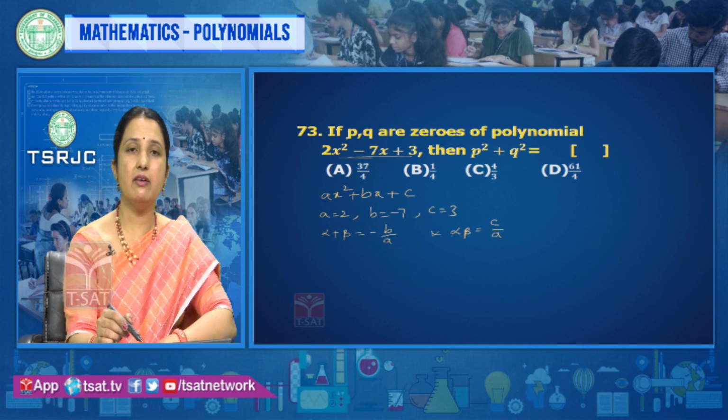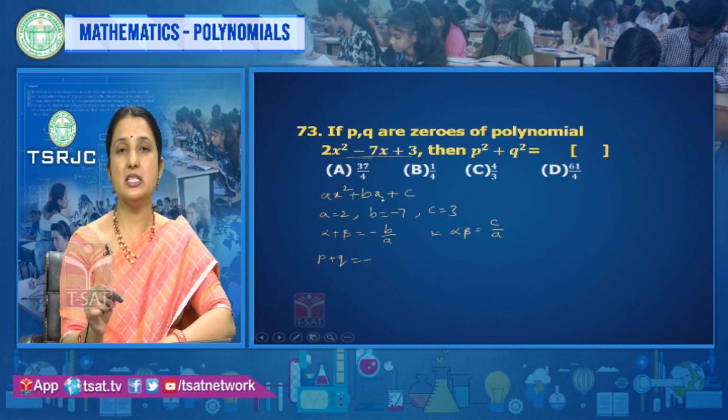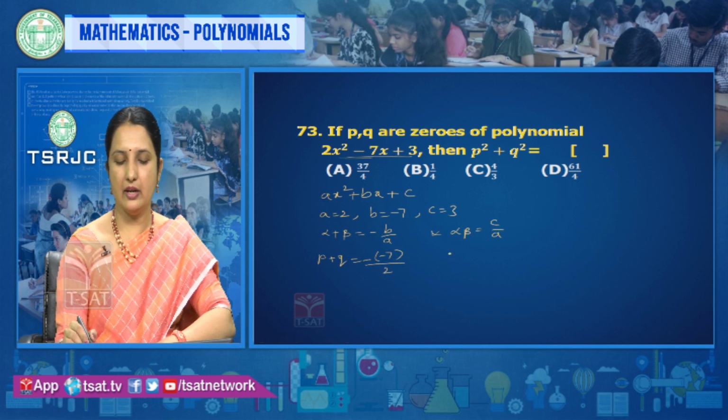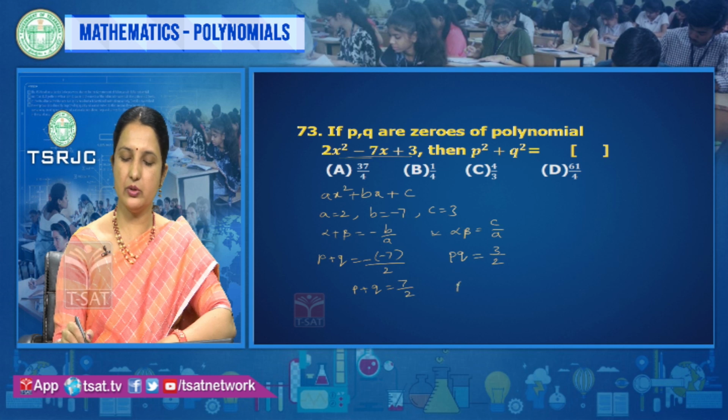In the place of alpha, what is there? P is there. In the place of beta, you write q. P plus q equals to minus of b, how much is it given? Minus 7. By a is what? 2. And alpha is what? P. And beta is what? Q. PQ equals to c is how much? 3. And a is how much? 2. 3 by 2. Then P plus Q equals to 7 by 2. And PQ equals to 3 by 2.